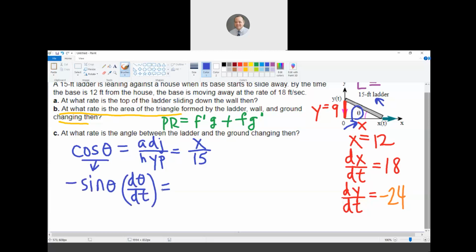Now on the other side, the x over 15, we can rewrite that as 1 over 15 times x. And that makes it easier to take the derivative of it. So the derivative of 1 over 15x is just 1 over 15. And because we're taking the derivative of x with respect to time, we must include a dx dt behind it.